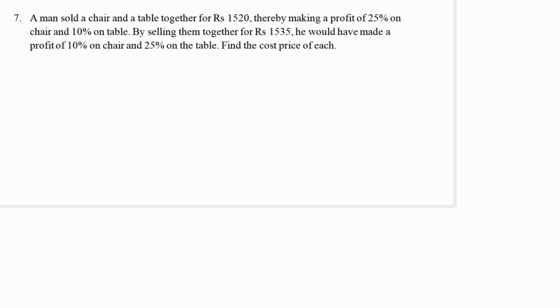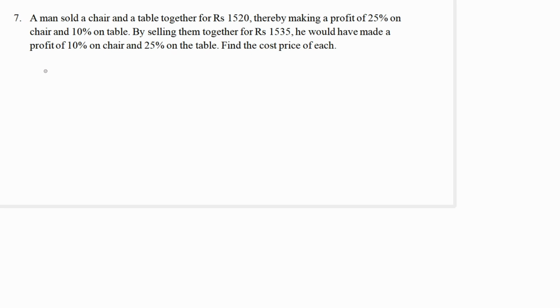A man sold a chair and table together for rupees 1520, thereby making a profit of 25% on chair and 10% on table. By selling them together for 1535, he would have made a profit of 10% on chair and 25% on table. Find the cost price of each. Okay, so this you must have done, cost price, selling price in middle school. So some concepts of that will be used.